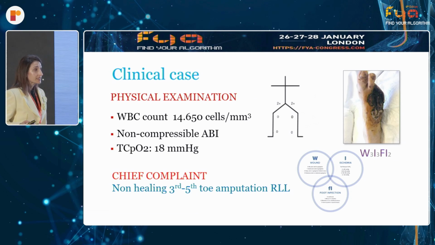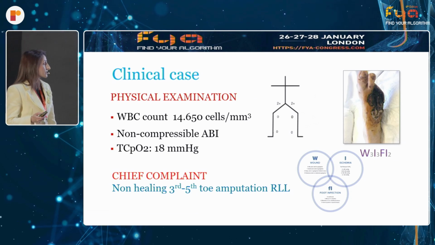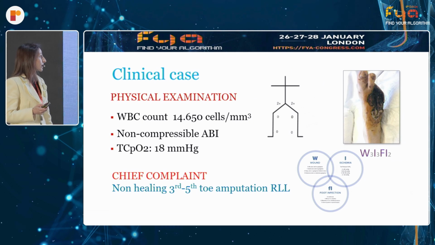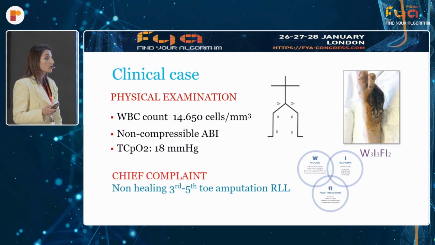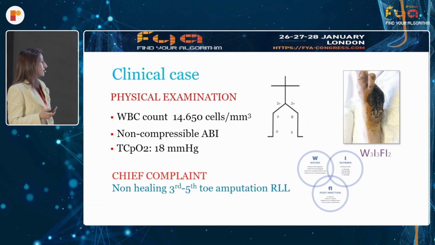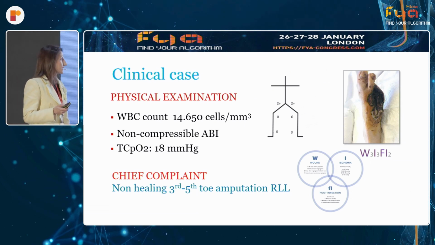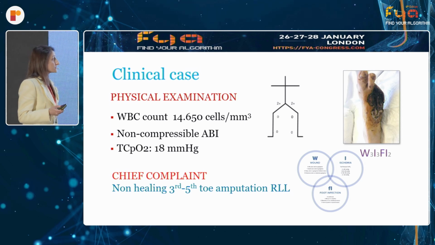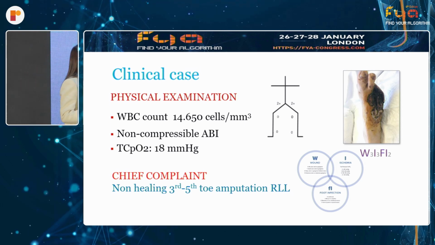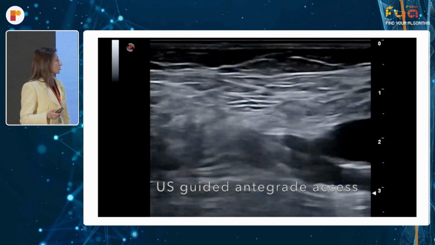As you can see in the examination, he had femoral pulses, no popliteal or distal pulses, a rise in white blood cell count, non-compressible ABIs, and TcPO2 almost at 18 millimeters of mercury. The chief complaint was no healing of the amputation, and the WIfI classification was 332. So we decided to go with the patient to the operating room.